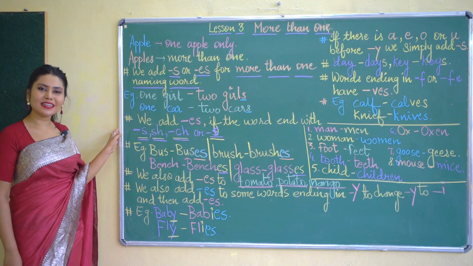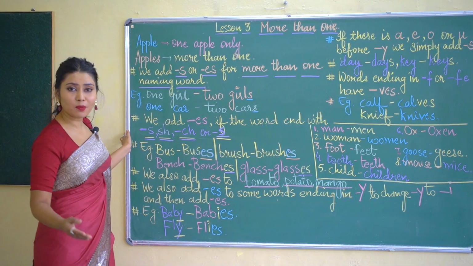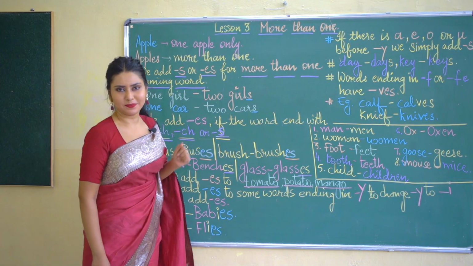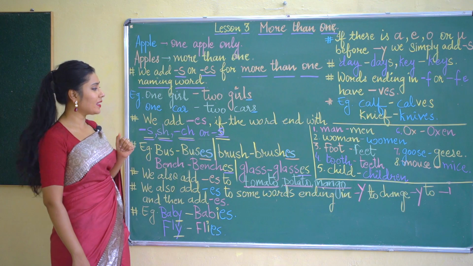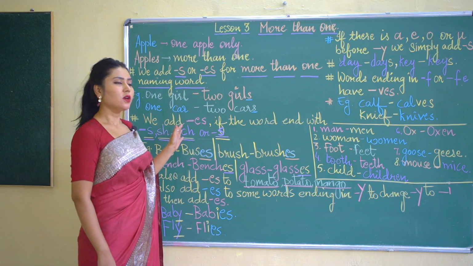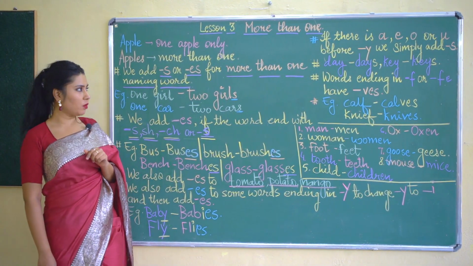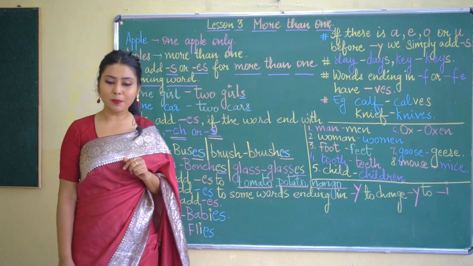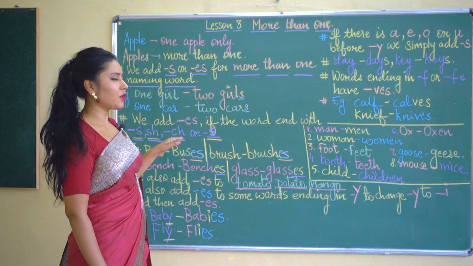Good morning, children. Today we have lesson 3 of your book, More Than One. We are going to study it today and understand how we apply all of these rules written on the board, which are actually taken from your book. So I want you to open your English grammar book to page number 10 and follow what is written on the board.